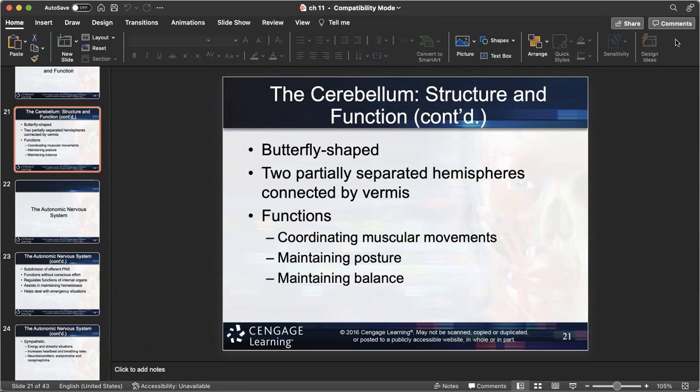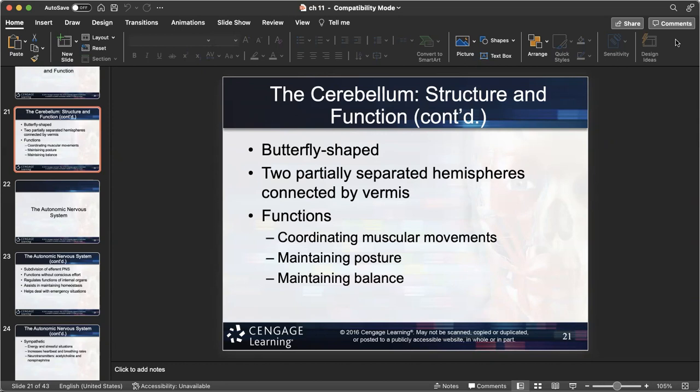The cerebellum is the fourth and final part of the brain we'll discuss today. As mentioned before, the cerebellum is often considered the mini brain, located most posteriorly. What is most unique about the cerebellum is that it is shaped like a butterfly. Like the cerebrum, it has two hemispheres connected by not a corpus callosum, but a structure known as the vermis.